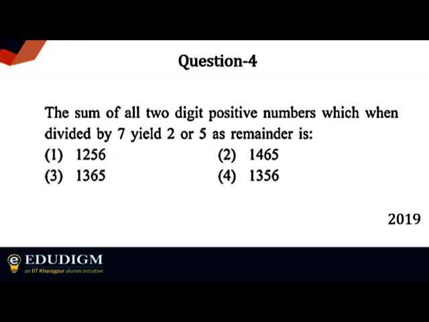Just look at the options carefully. They're a little jumbled up actually: 5, 6, 6, 5, 1, 4, etc. They're a little jumbled up. So whenever you're looking at the options, look at them carefully.